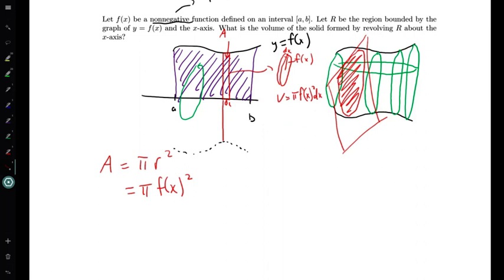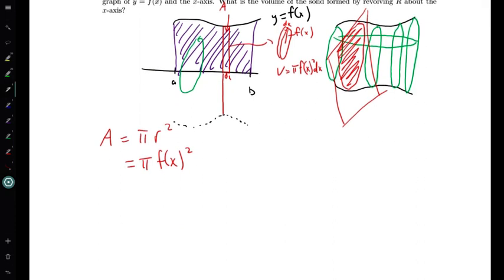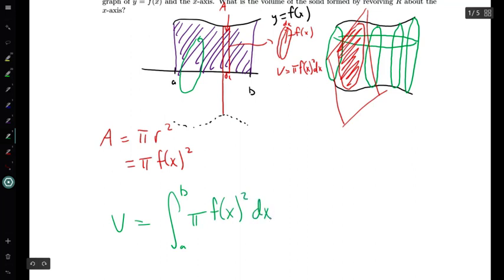Again, the way that we represented this with the slicing method was thinking about just integrating the area function here with respect to x. So in the end, the volume of this entire shape was equal to the integral from the left endpoint, that's x equals a, to the right endpoint, that's x equals b, of the volume of one of these disks, which is pi times f of x squared dx.